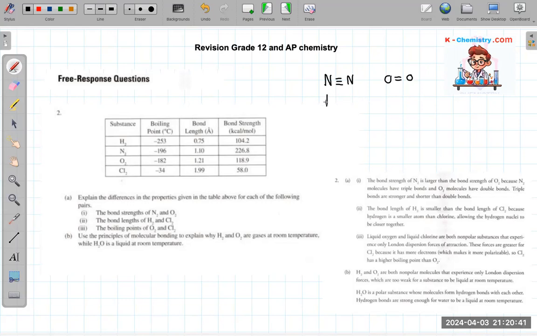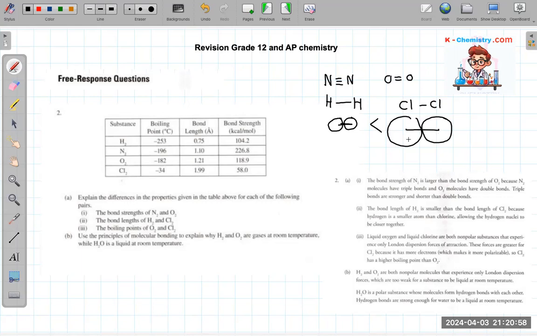The bond length of H2 and Cl2. The bond length of H2 is smaller than the bond length of Cl2 because hydrogen is a smaller atom than chlorine. So this atom is smaller. That's why the bond length in hydrogen is shorter than that of chlorine.